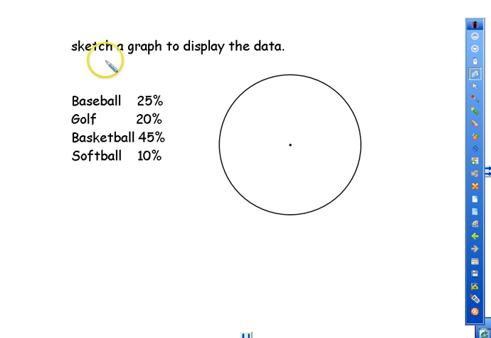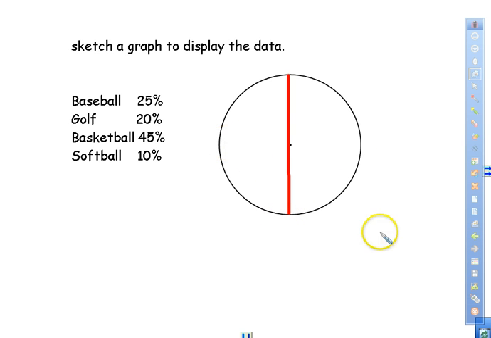Next question. It says sketch a graph to display the data. So what we want to do is look at these percentages, and for these percentages, give them an estimate of where they would be on our graph. Some things to think about as you do this is your halfway point, and base it off of that, which halfway would give me 50% and 50%.